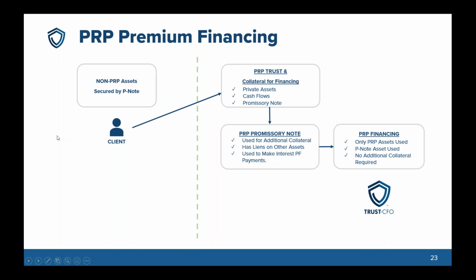And then we get into the financing models, and we're only using the PRP as the assets, using the note, and we're not requiring any additional collateral. So there's no disruption to the business or investments. So again, if you're able to say, I now have an exempt trust that already has these pre-built-in things, then you don't need to overreach.